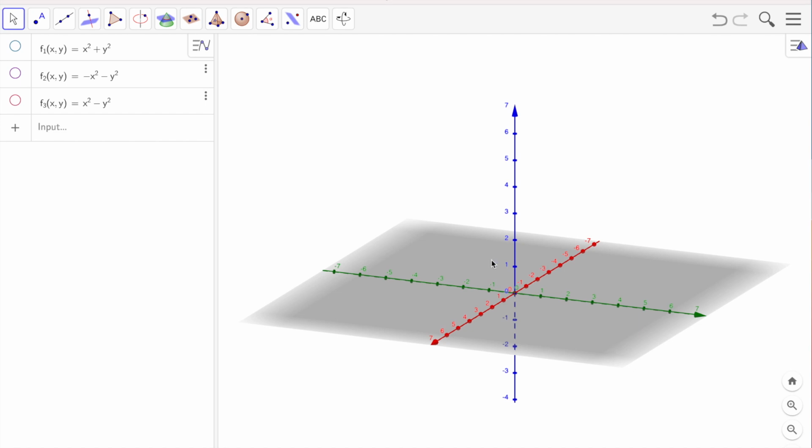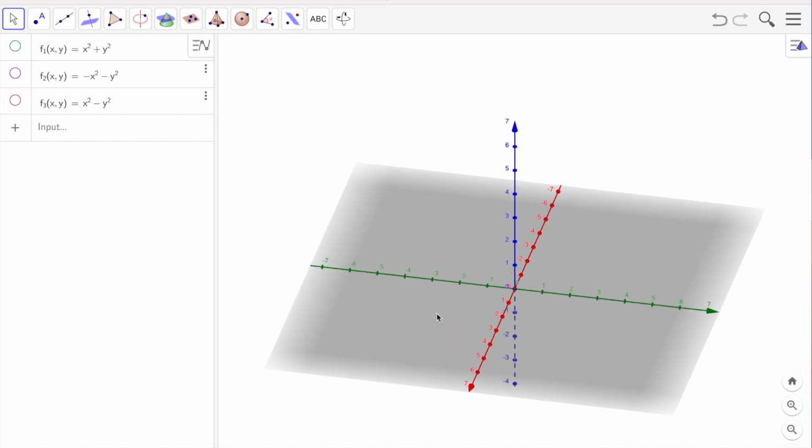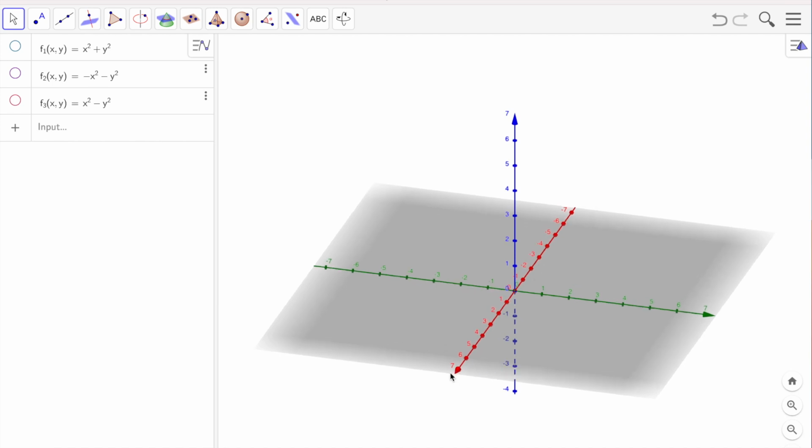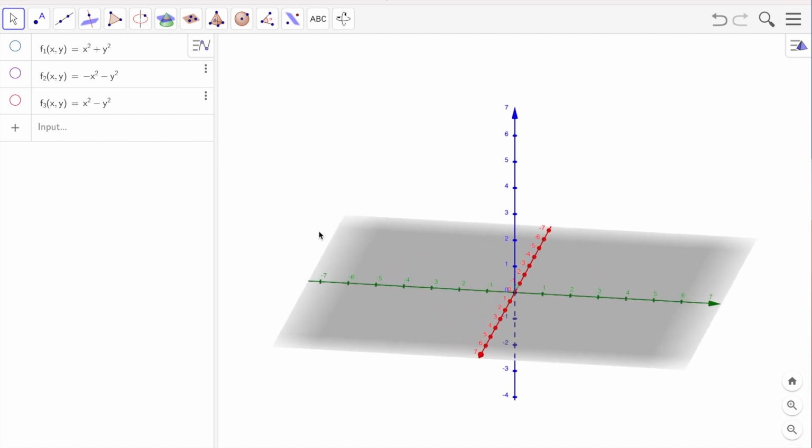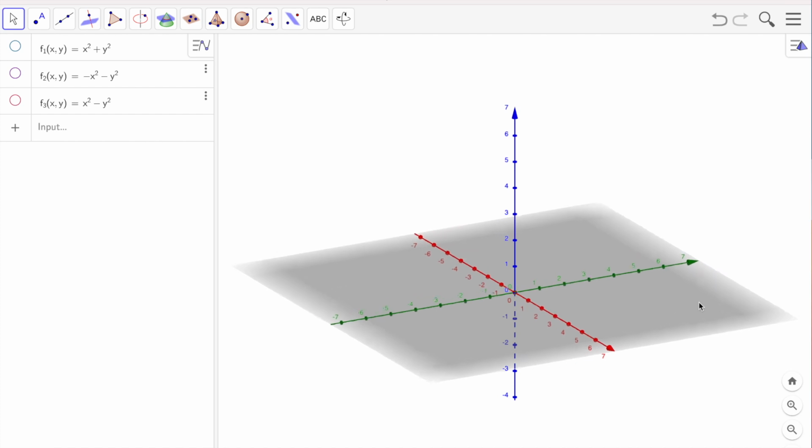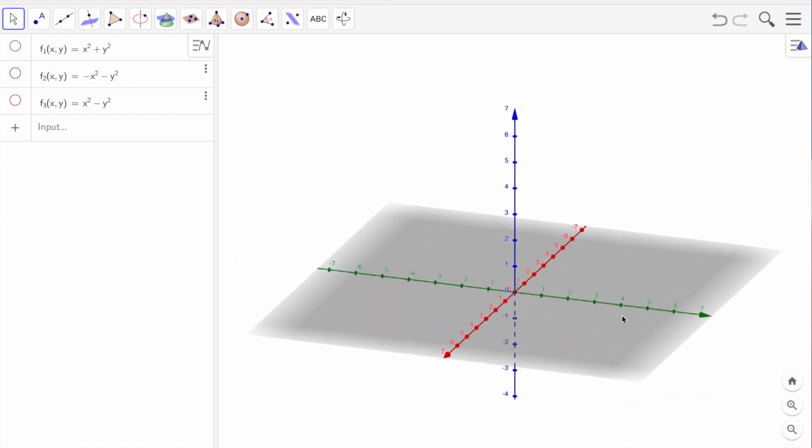This is our three-dimensional coordinate system here. As before, as in the previous examples, the red axis is the x-axis, the green axis is the y-axis, and so these are the coordinates in R2. And for a function in R2, the blue axis displays the value, which would be the z-axis here in R3. So this light gray plane here, this is the xy plane, this is the domain of our functions.